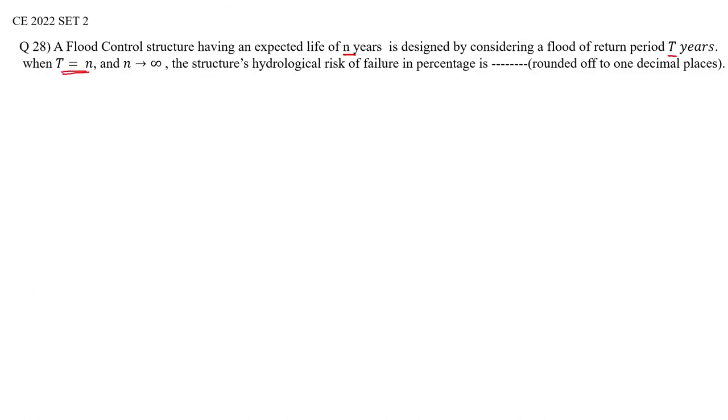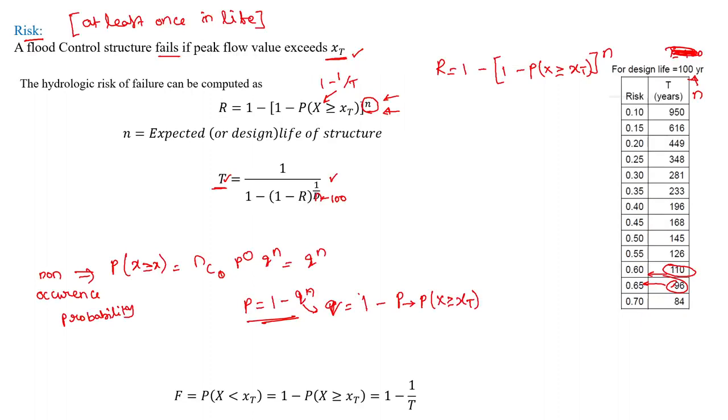Let's say t equals n, and n tends to infinity. The structure's hydrologic risk of failure in percentage will be what? Can anybody guess how much the value will be? Maybe an approximate guess; I have given the hint from the previous table also. The value lies between 0.6 and 0.65 only. Let's see how we can solve.